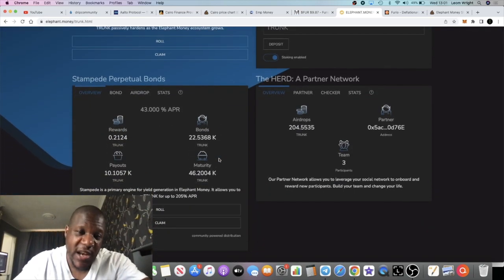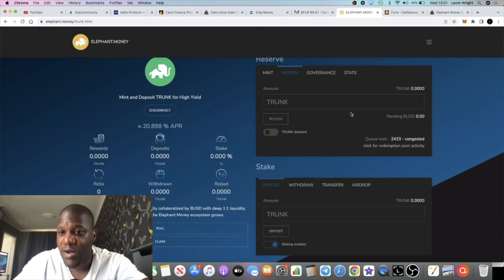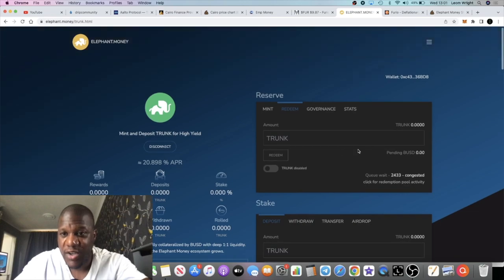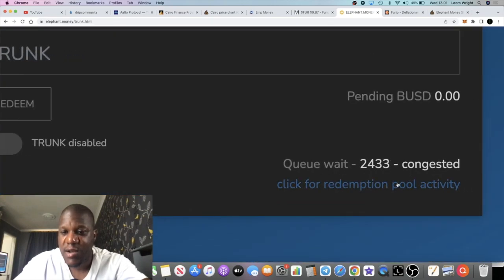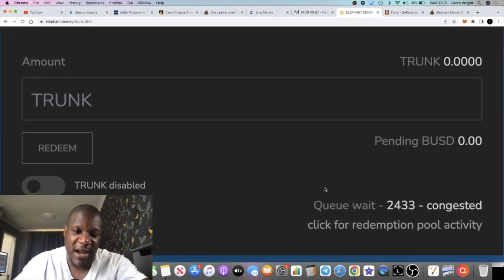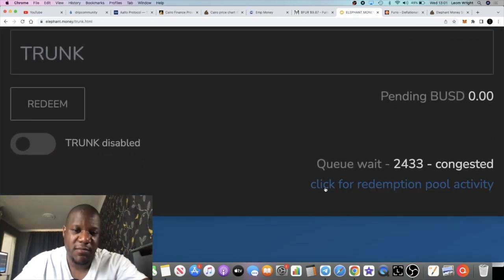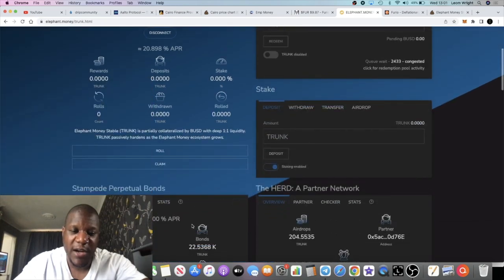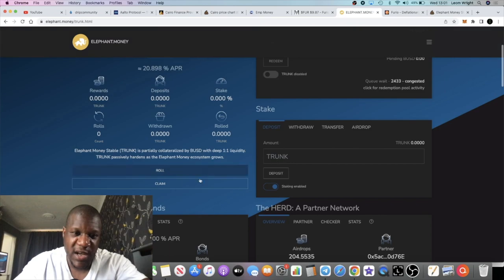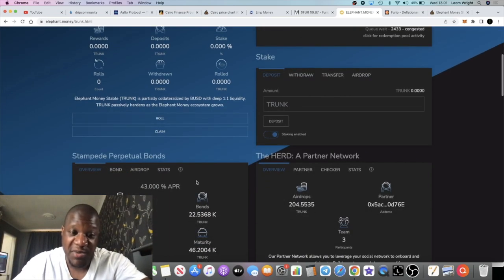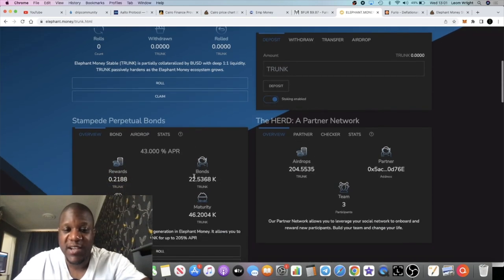But that being said, you can actually redeem Trunk one for one with BUSD over here, right? The only thing is there's a massive queue and it's congested. But according to the developer, Bank Teller, it's not hard to get Trunk back on peg. I can't remember. You'd have to go and listen to the AMAs. All right, guys. But it's just about being patient. I think in time, this will come back on peg, potentially.